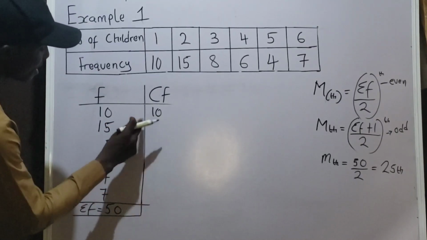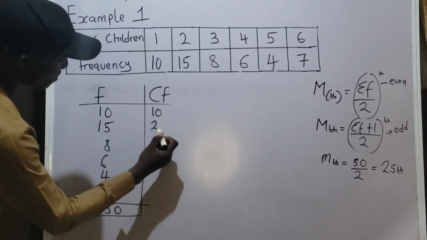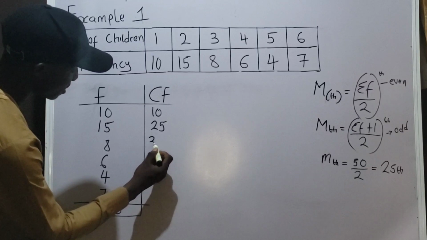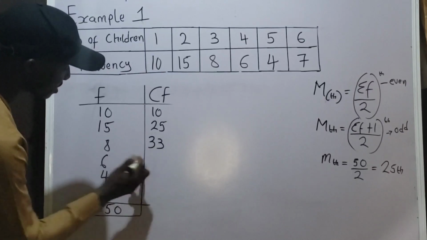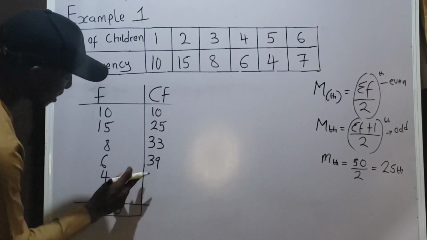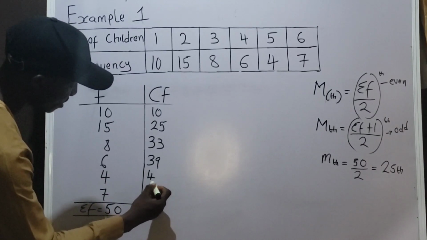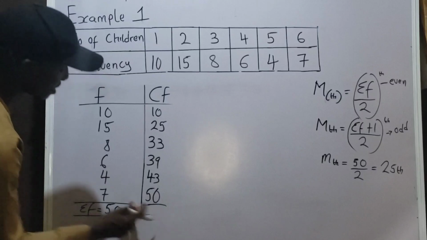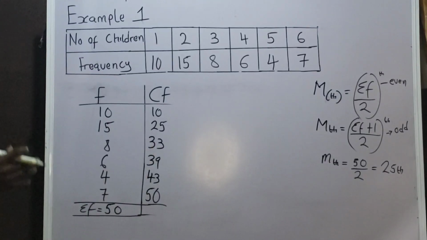So for this, I'm going to have 10. 10 plus 15, that is 25. 25 plus 8, that is 33. 33 plus 6, that is 39. 39 plus 4, that is 43. 43 plus 7, that is 50. You understand? So the cumulative frequency is what? I've already constructed the cumulative frequency table.